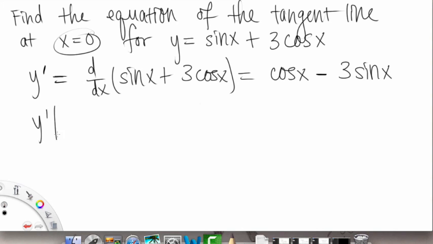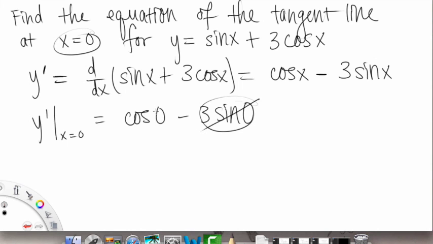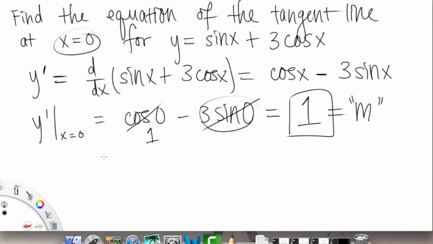So y prime evaluated at x equals 0 is going to be cosine of 0 minus 3 times sine of 0. Sine of 0 is just 0, and cosine of 0 is 1. So the slope evaluated at our x value of 0 is going to be 1. This is the m, or the slope of our tangent line. So keep that in mind.